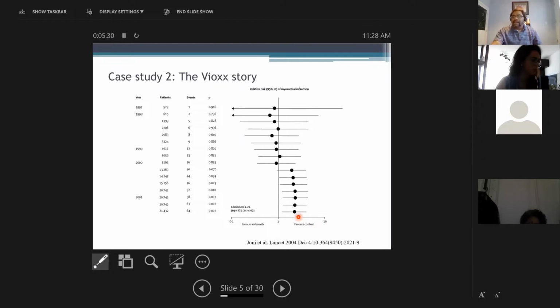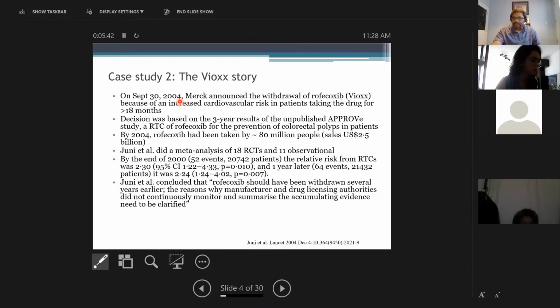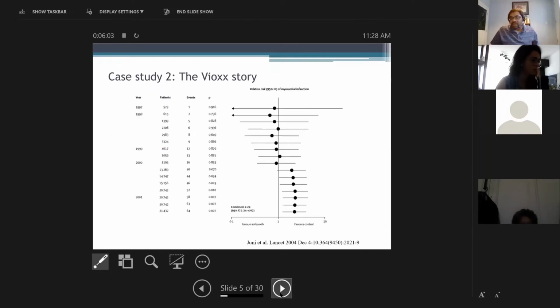So the question is, if you already have clear evidence from accumulating evidence that something works or doesn't work, why did Merck wait until 2004 to withdraw the drug, right? So the authors said Vioxx should have been withdrawn several years earlier. The reason why manufacturers and licensing authorities like FDA did not continuously monitor and summarize the accumulating evidence needs to be clarified. In fact, this was a disaster for the US FDA, this Vioxx scandal, and it led to a dramatic restructuring of the US FDA. But this is a nice example of a technique called cumulative meta-analysis.